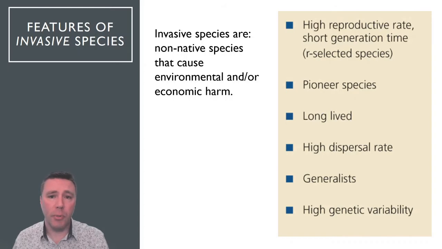They're easily dispersed by wind, water, or animals, so they spread very quickly. The fact that they're generalists means that they can take advantage of multiple kinds of resources in the environment and aren't limited to utilizing only specific resources. And finally, they usually have a high level of genetic variability. Having a lot of genetic variation makes them more resistant and resilient to disturbances, giving them greater survivability.